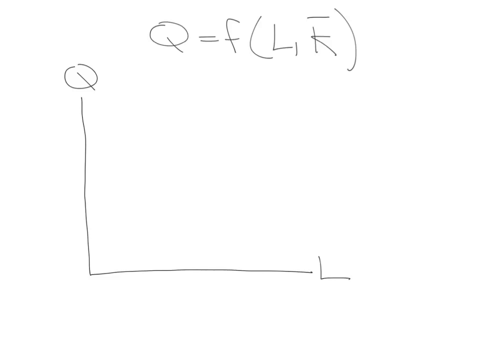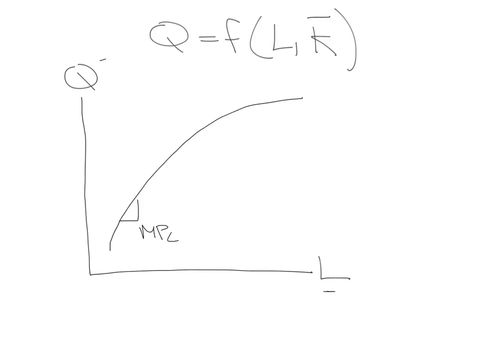So that means we're going to put a bar on top of the K to reflect that capital is fixed, and the only thing we can change in the short run is the variable input. So how does this change? Well, we said that if we graph this production function with labor on the horizontal axis and output in the vertical axis, then what we have is a curve like this one, increasing at a decreasing rate, and that the slope of this curve is going to be the marginal product of labor.